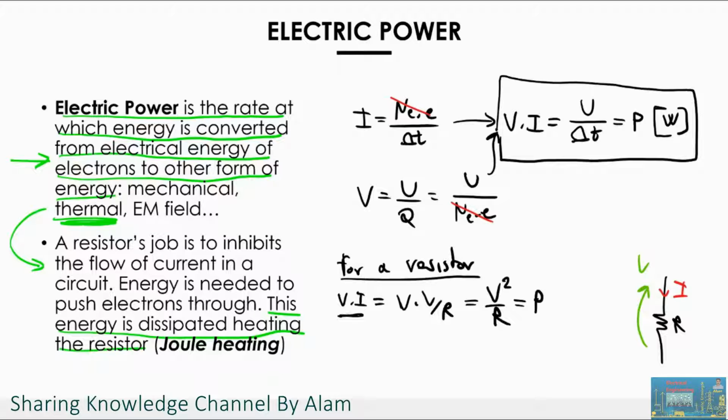This equation can also be written in another way. Instead of replacing I with V divided by R, we can replace V with I multiplied by R. So in that case, this is equal to I squared multiplied by R. So these are two identical equations. They give exactly the same result, and the power that is dissipated through a resistor is the rate at which the electrical energy is converted from electrical energy of the electrons into thermal energy.